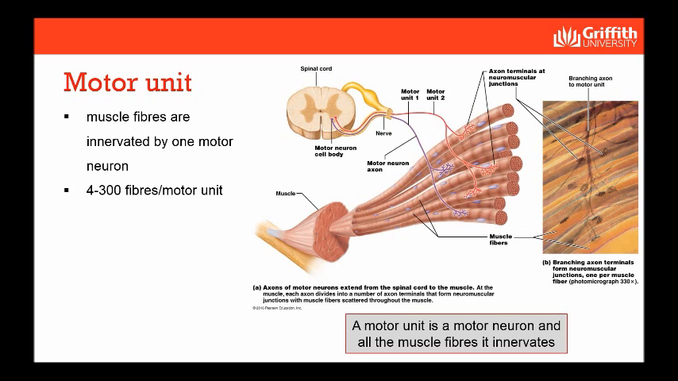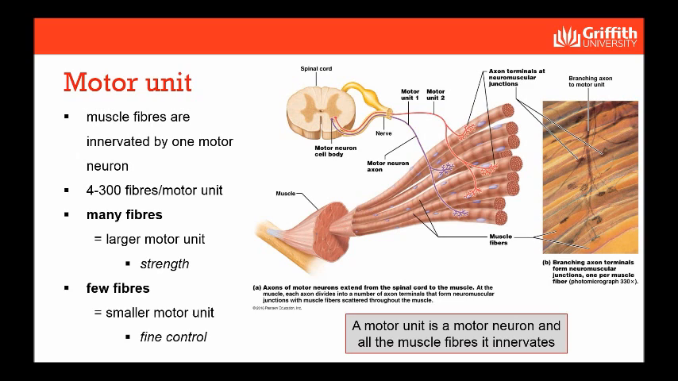Motor units are all different sizes. Some motor units may only innervate 4 fibres, whereas other motor units may innervate 300 muscle fibres. Large motor units innervate a large number of muscle fibres. An example of this is the quadriceps muscle in the thigh. The quadriceps is a large muscle that creates a lot of power.